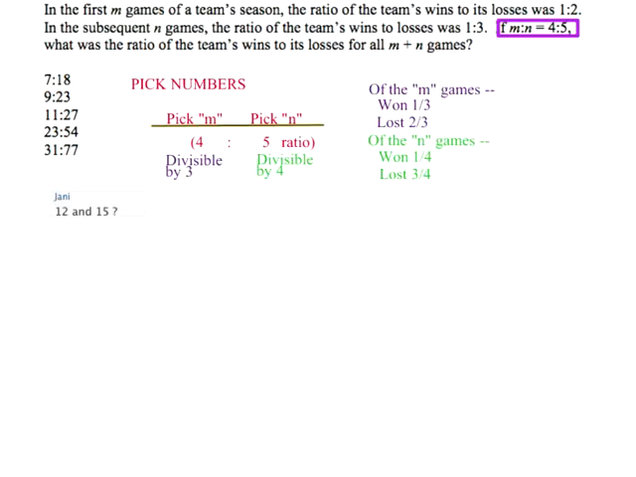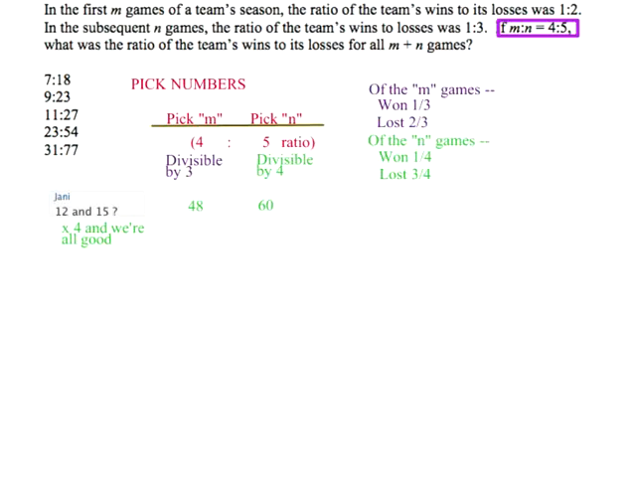So Ginny, I don't really know exactly how to pronounce that, says, what if we pick 12 and 15? Well, let's just see what happens if we do. So that works here. The 4 to 5 works. The divisible by 3 works. But this doesn't work. 15 is not divisible by 4. So we just need to multiply this by 4, and then we're all good. So we can make this 48 and then 60.